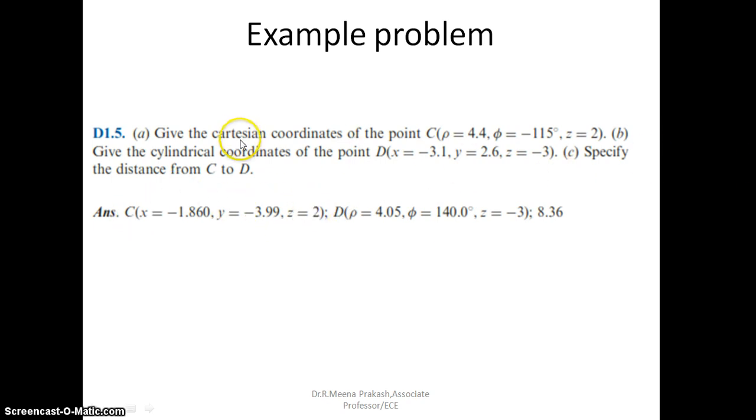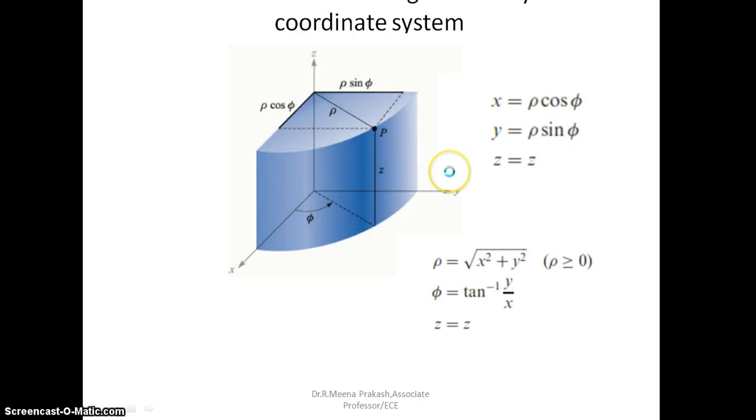Similarly, for the next case, you convert x, y, z coordinates to cylindrical coordinates. Now you apply this formula: rho equal to root of x square plus y square, phi equal to tan inverse of y by x, and z equal to z.